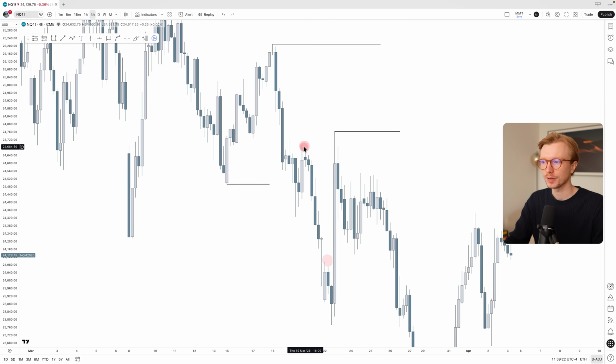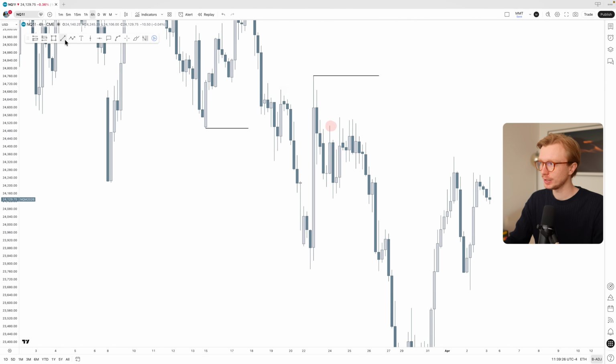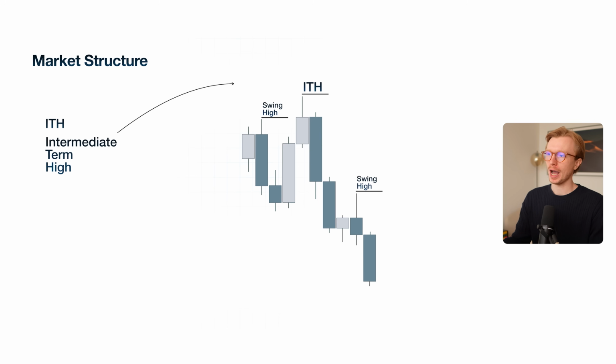No, it's right there. And this one is the lower one to the right of it. And then this, of course, is also a swing low right there, which is that intermediate term low, because we have a swing low higher to the right of it and a swing low higher to the left of it right there. Okay, so how are these intermediate highs and intermediate lows actually useful?